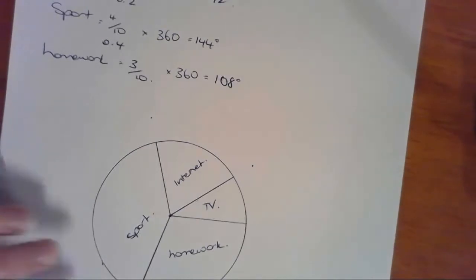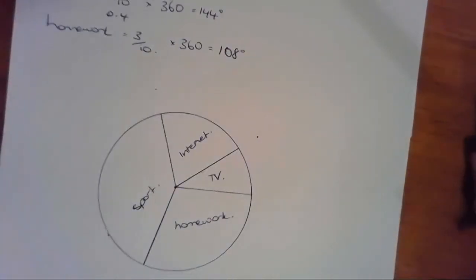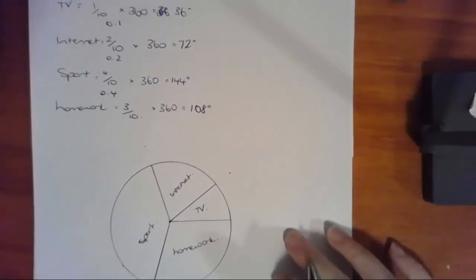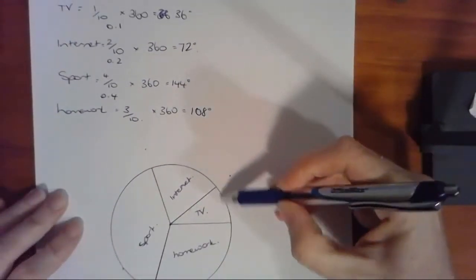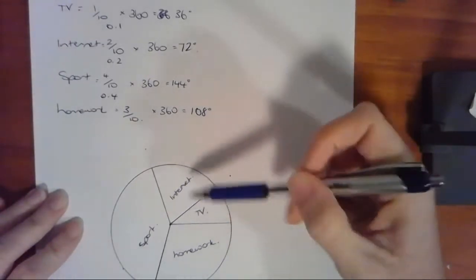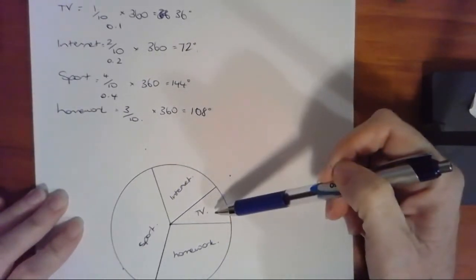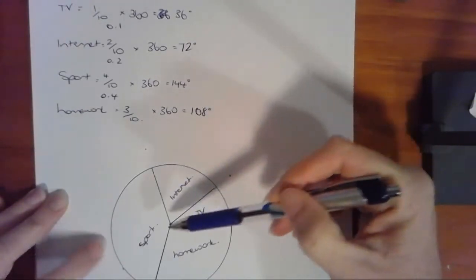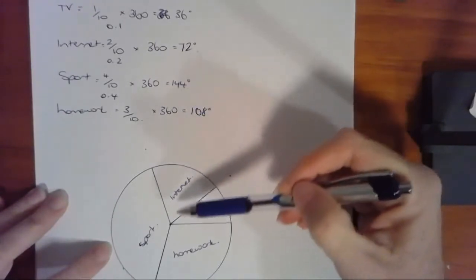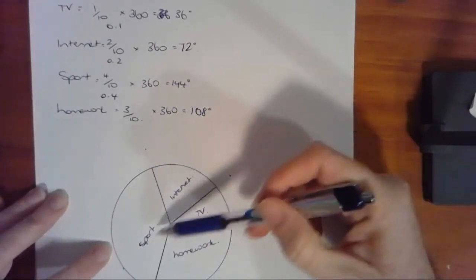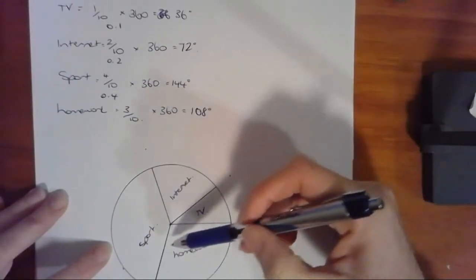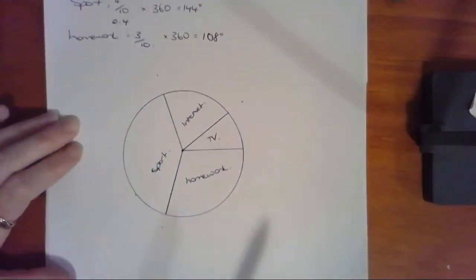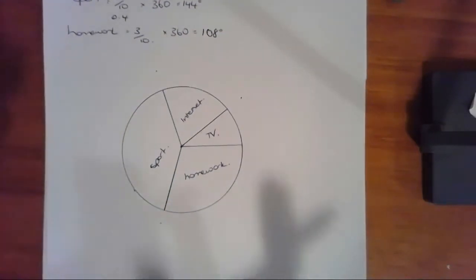How good's that? Okay, so when I zoom up, I'm trying to get it all in the shot. There we go. Okay, so TV 36 degrees is my angle, and that's my smallest angle, so that should be my smallest segment. So always check for reasonableness. Internet is 72. Sport is double that, so that should be twice the size of that segment. And then homework is a little bit smaller than sport at 3 hours, because this kid does 3 hours worth of homework on a Saturday because he's a legend. Okay, cool. So there's my pie chart.